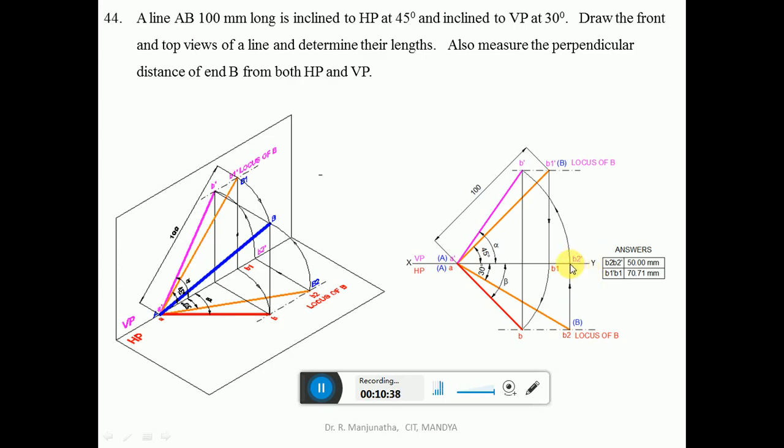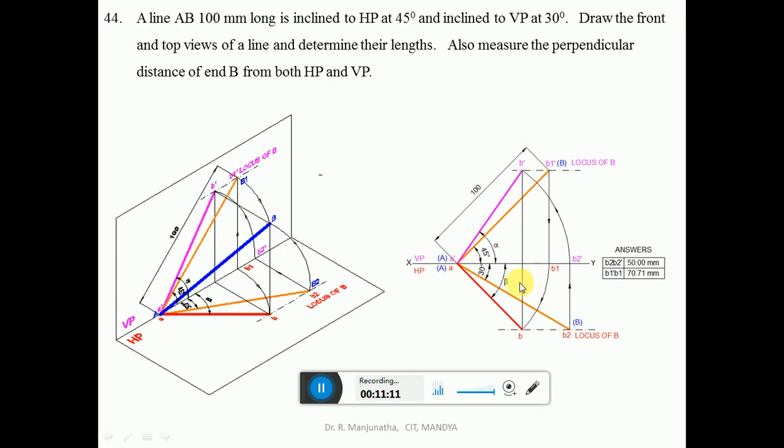But the B2 dash is not on the XY line. It is above the XY line by this distance, such that the length of the front view will not get altered. So with A dash as center, taking the radius of A dash B2 dash, you draw an arc such that the length will not alter, and it cuts the locus of B in the front view at this point. So you mark that point as B dash and join A dash to B dash with a dark line, and then join B dash and B, both of which will lie on the same line.